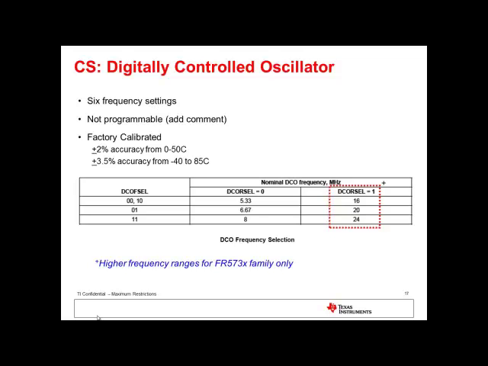For the wider operating range of minus 40 to plus 85, the tolerance of the DCO is closer to plus or minus 3.5%. Note that though the DCO can work all the way up to 24 MHz, this feature is provided only in the FR5730X family of devices. In the FR5720X families, the high range RCell bit is disabled and the maximum allowable system clock is 8 MHz.